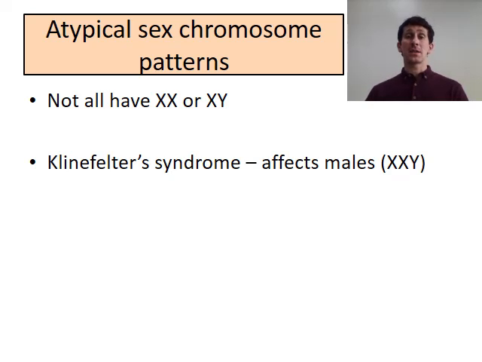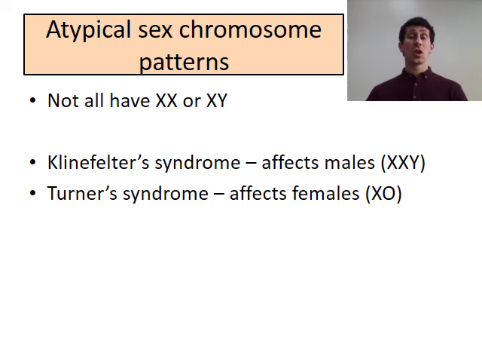Klinefelter's syndrome affects males only. And you can see they will have a chromosomal makeup of XXY. Turner syndrome affects females, and this is where you have an absence of an X chromosome. So their genetic makeup would be X0. Okay, they have no second X chromosome.